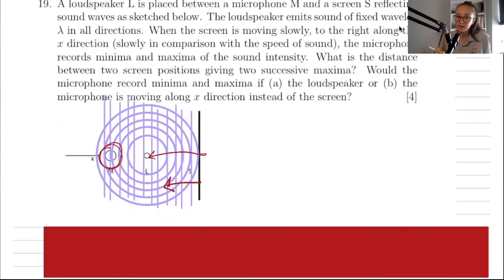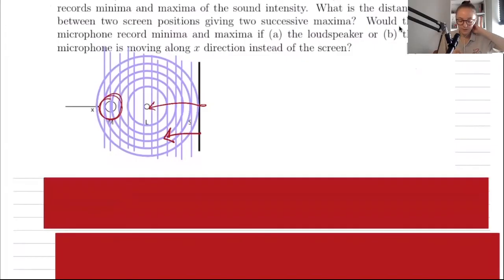And then they're also asking how far apart the loudspeaker and the screen need to be between two successive maxima. Between two successive maxima, this would be where a peak and a peak meet. Those occur one wavelength apart, and also where a trough and a trough meet. Those also occur a wavelength apart, but a trough and a trough will occur half a wavelength away from a peak and a peak.